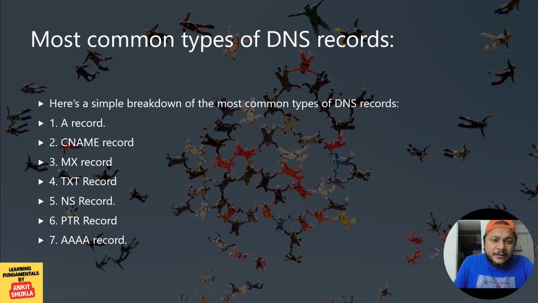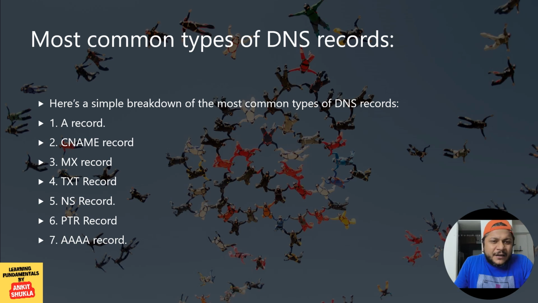Then we have the NS record, referred to as the name server record. It specifies the authoritative name servers for the domain, which are the servers that hold the DNS records for that domain. I covered the authoritative name servers in the previous session where I covered DNS, DNS zones and how DNS resolution works.